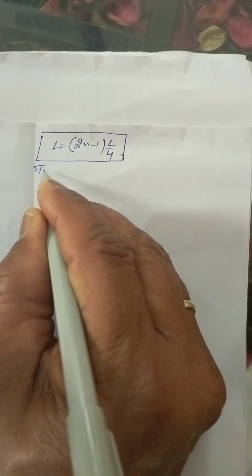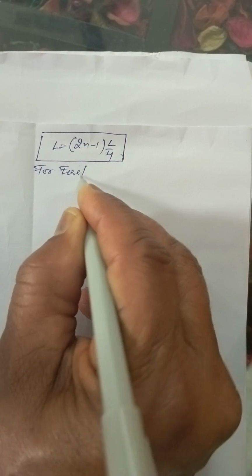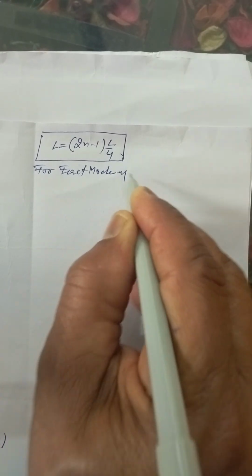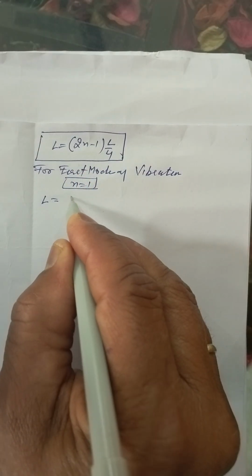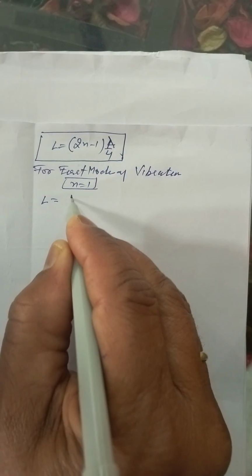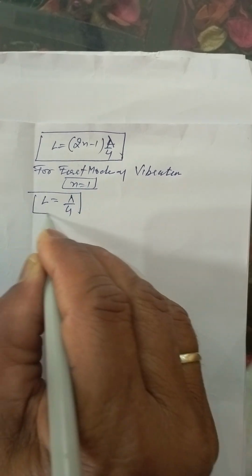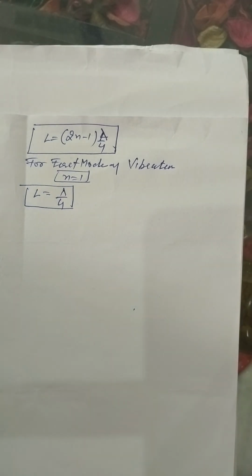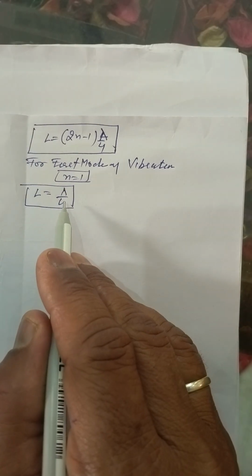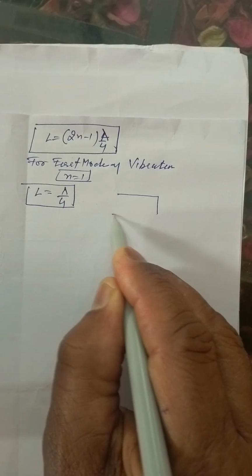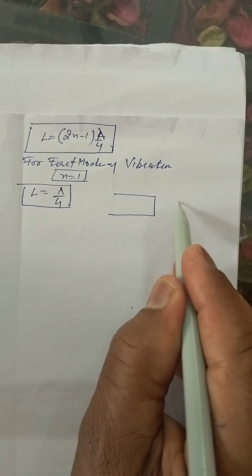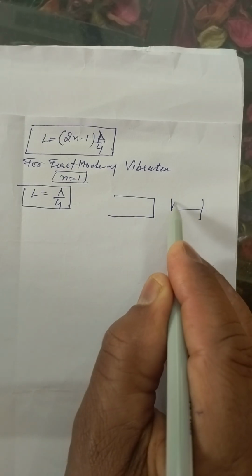Now for the first mode of vibration, we put n = 1. So we get L = λ/4. It means that the complete length of the pipe will have one fourth of the wave. So I can draw the graph of one fourth, as we know the complete wave is in this way. This is the complete wave.